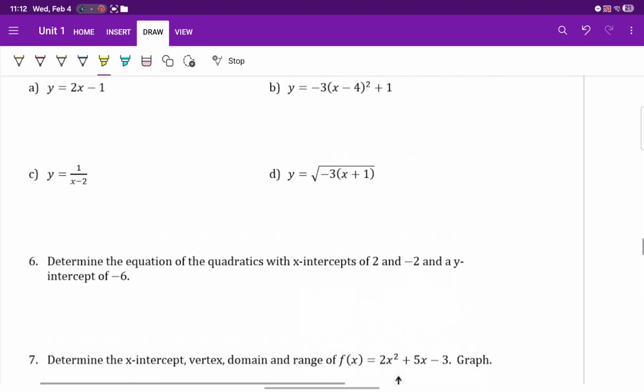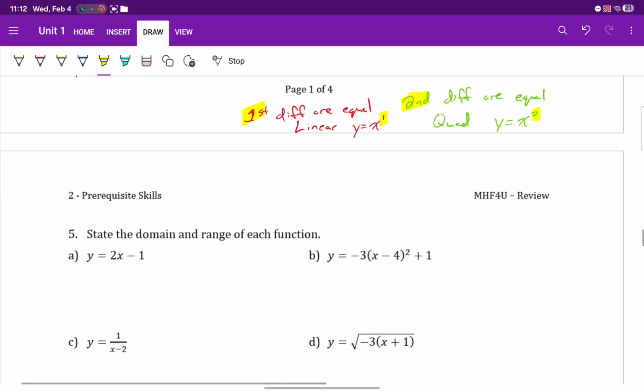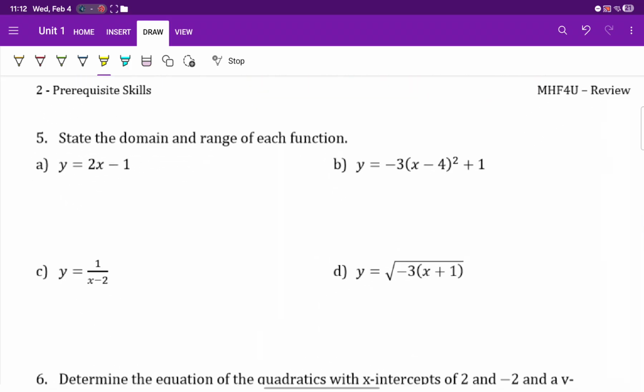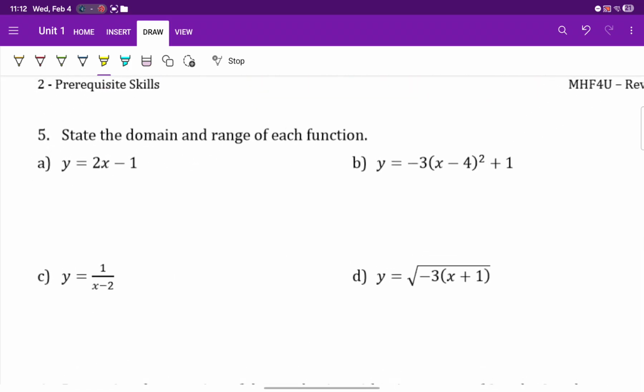Okay, we still got a little bit to go. Where are we at? 26 minutes. All right. State the domain and range of each function. I'm going to talk about this a little bit more on Monday, but I'm going to kind of recap how we do this.